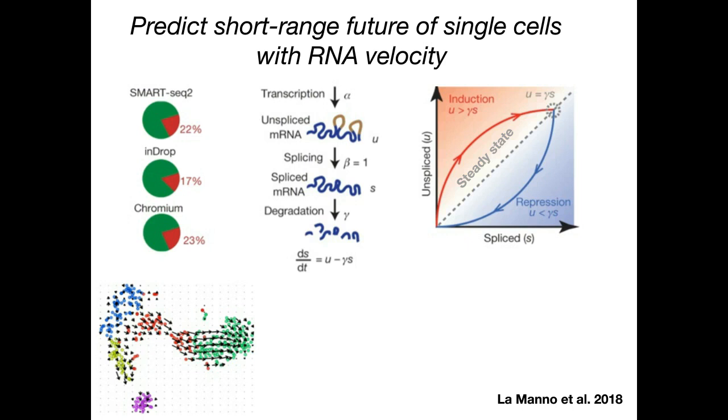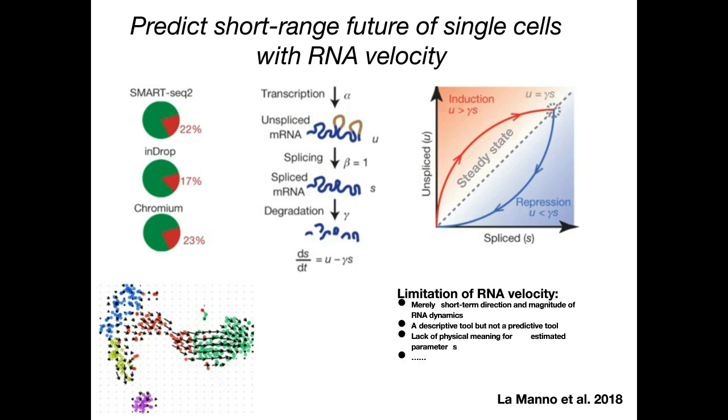So RNA velocity was very well appreciated in the community. It has been used across many different data sets and different systems. However, it has a few limitations. Firstly, it only tells you the short-term direction and magnitude of RNA dynamics.